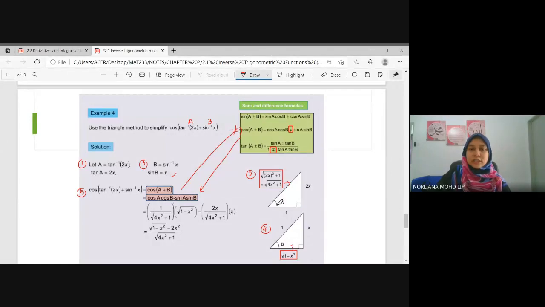So cos A is 1 over the hypotenuse, multiplied with cos B. Cos B is square root of 1 minus x square over 1. And then minus sin A. Sin A is opposite over hypotenuse, 2x over the hypotenuse, then multiplied with sin B. Sin B is x over 1. Then we simplify the function.